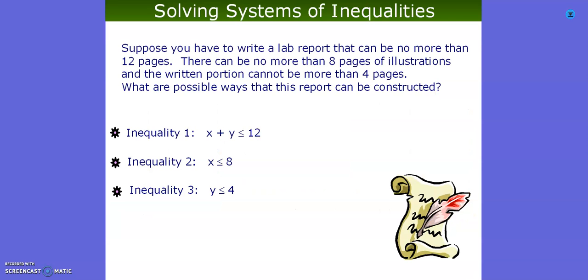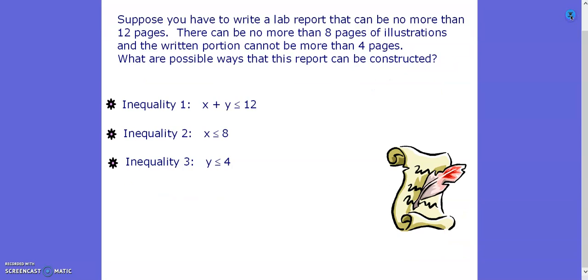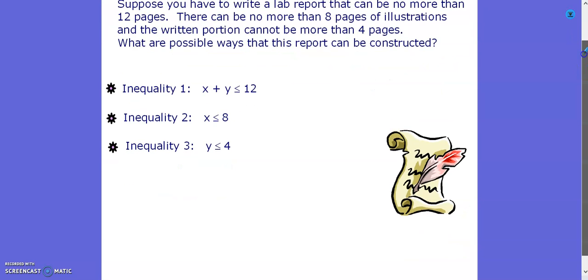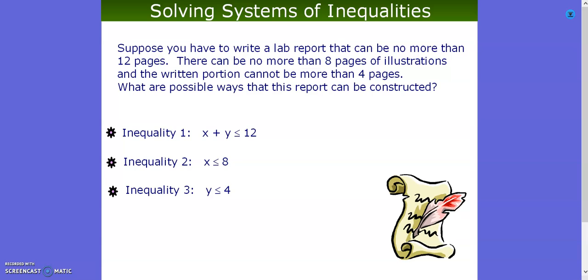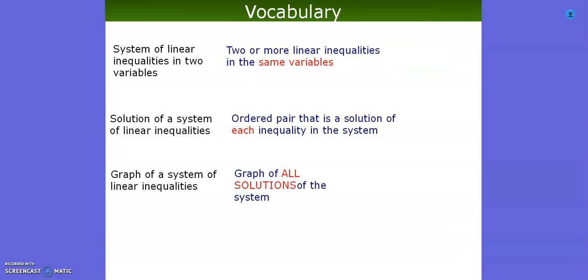So if we're going to go ahead and graph a system, we would graph all of these equations in the same space and then go ahead and shade the appropriate regions. And that will give us all the possible solutions.